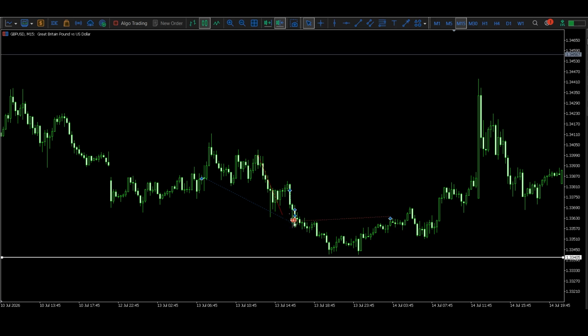I closed my buy trade and changed my idea to a sell. But if you look closely, my original stop loss would not even have been hit. The biggest mistake here was not the analysis. It was the emotional decision.